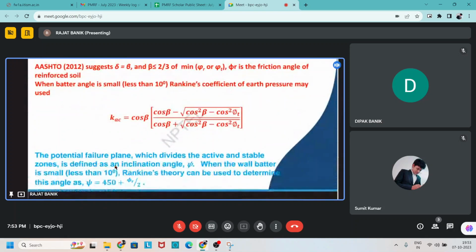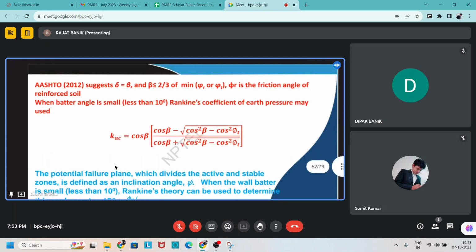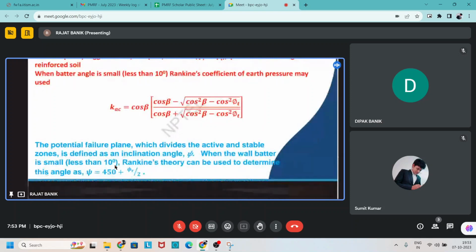Here some conclusions are given. AS 2012 suggests that delta is equal to beta, and beta is less than or equal to two-third of the minimum of phi r or phi t. Phi r is the friction angle of the reinforced soil. When the batter angle is small, less than 10 degrees, Rankine coefficient of earth pressure may be used. That means omega is equal to 0. So put omega as 0 in the previous equation and we get this formula.